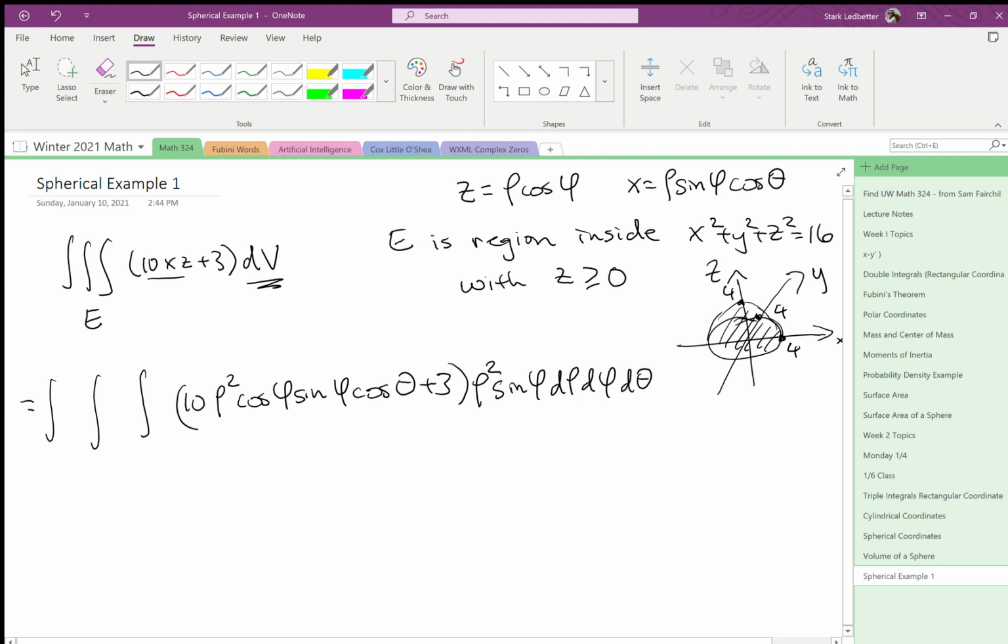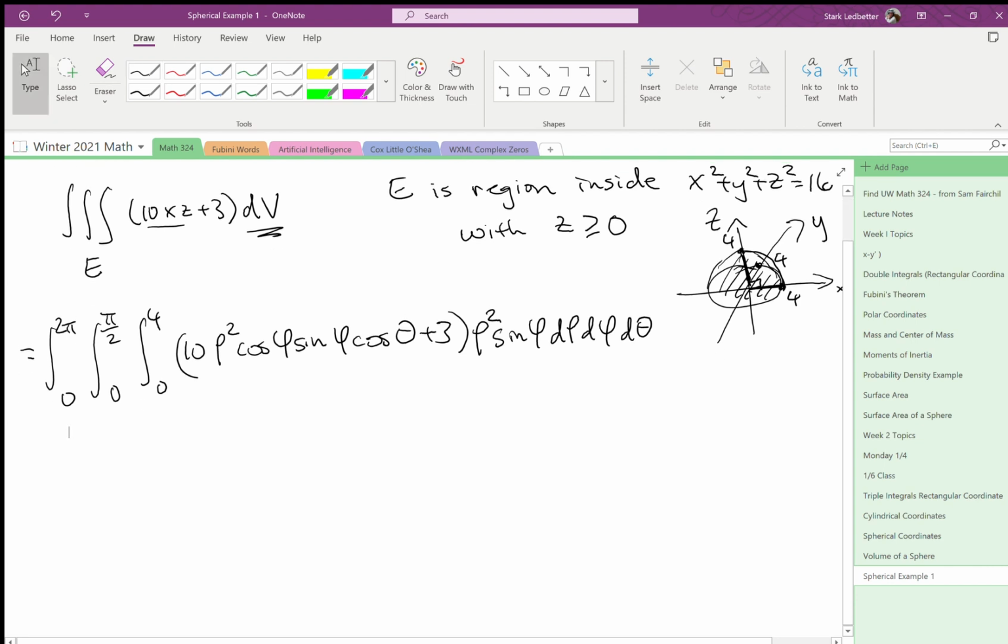And then in this top half of a sphere, let's see, rho goes from 0 to 4. Phi goes from 0 to pi over 2. We're starting close to the positive z-axis and going only 90 degrees down. We don't go past that. So phi only goes to pi over 2. And then theta goes from 0 to 2 pi. And none of these depend on each other, which means you can switch the order of integration if you want to. Let's try it first without it, and we'll see what happens.